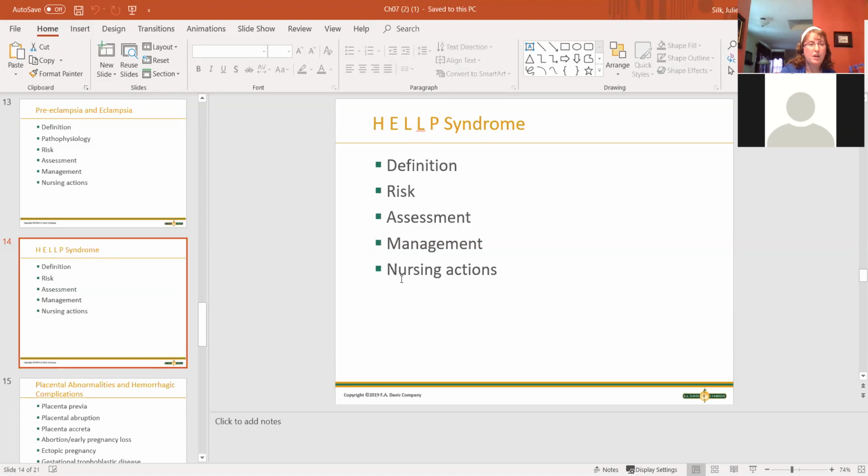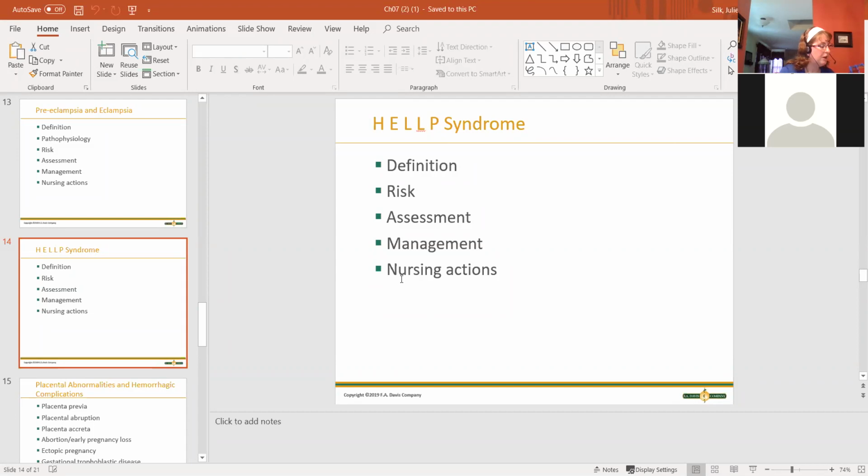So if you were doing labs, what would indicate this syndrome would be platelets less than 100,000. For your liver enzymes, you would see an elevated AST and an elevated ALT. The bilirubin would also be elevated, and the LDH would be elevated.